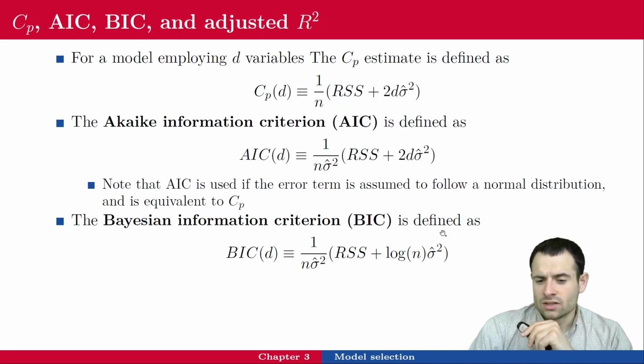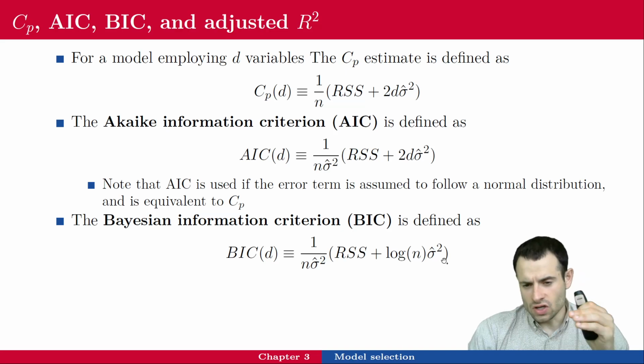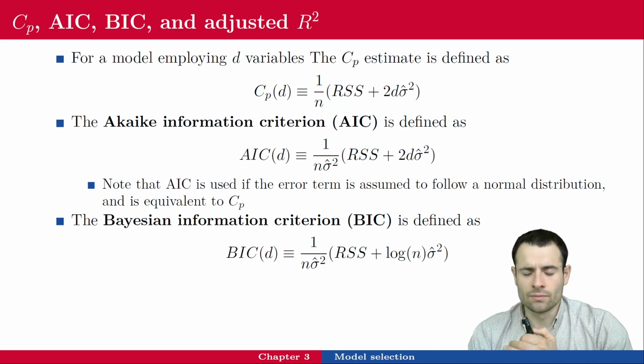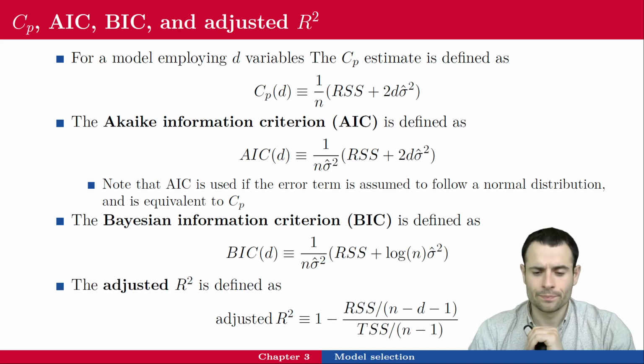So the weight of the second term is such that the criteria will choose a different model.